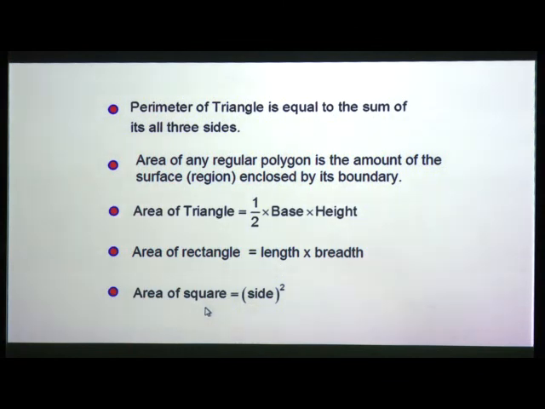So, we multiply side into side, that is 2 times the same here. If its side is given as 30 meter, so we multiply 30 multiplied by 30. When it is an area, it will always be in square units. If it is a meter, it will be meter square. If it is a centimeter, it will be centimeter square.